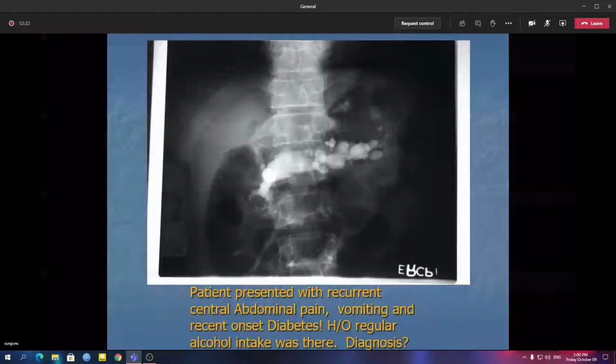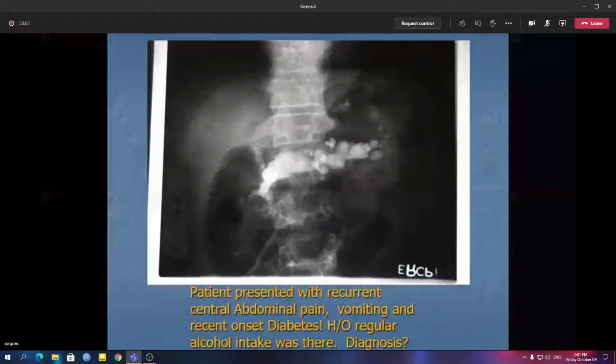I am giving the history. Anybody? Sir, chronic pancreatitis. So, why is the X-ray looking like this? Sir, lumen is calcified. I will accept chronic pancreatitis. Calcific pancreatitis. Chronic calcifying tropical pancreatitis? Something like that. Chronic, okay. That got the right answer. Chronic calcifying pancreatitis or multiple pancreatic duct calculi.